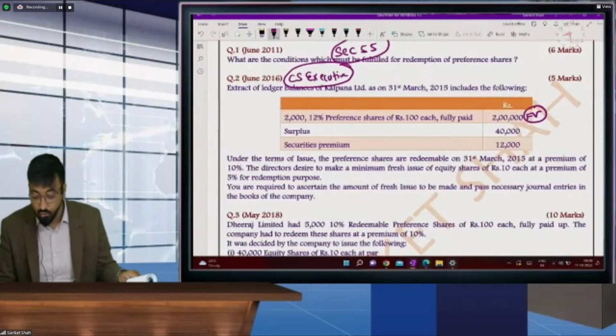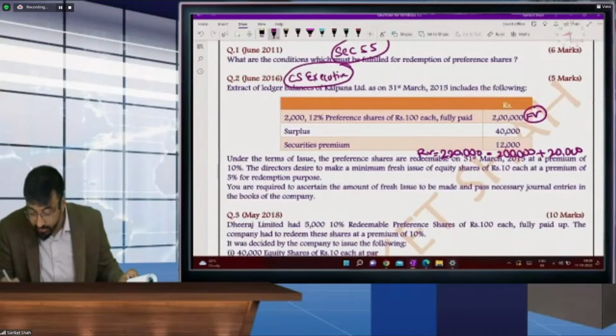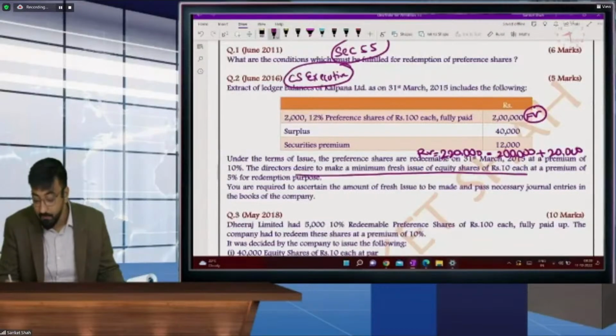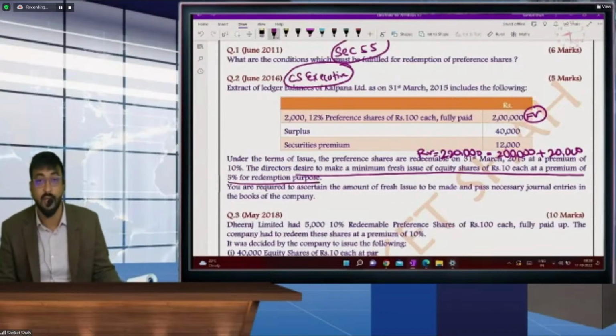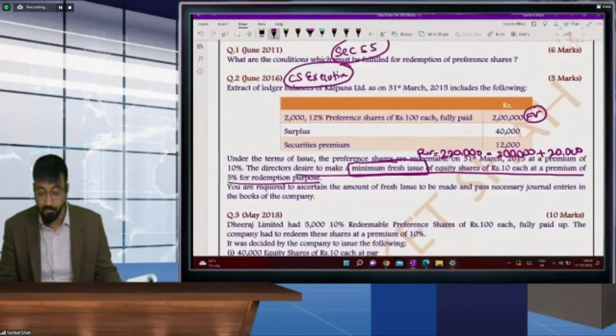Under the terms of issue, the preference shares are redeemed on 31st March at a premium of 10%. So in exchange for 2 lakhs, how much do you want to pay? Extra 20,000. So what is your redeemable value? Redeemable value is equal to 2,20,000. The directors desire to make a minimum fresh issue of shares of 10 each at a premium of 5% for redemption purpose. So for redemption purpose you have to issue equity shares at 5% premium, but the word is minimum fresh issue. You are required to ascertain the amount of fresh issue.